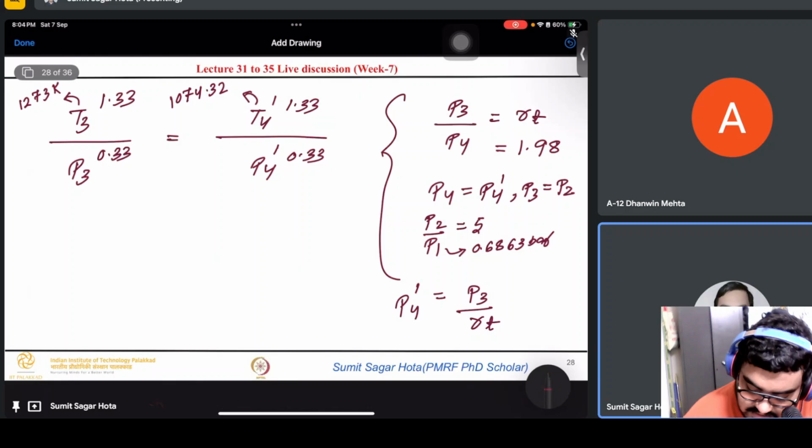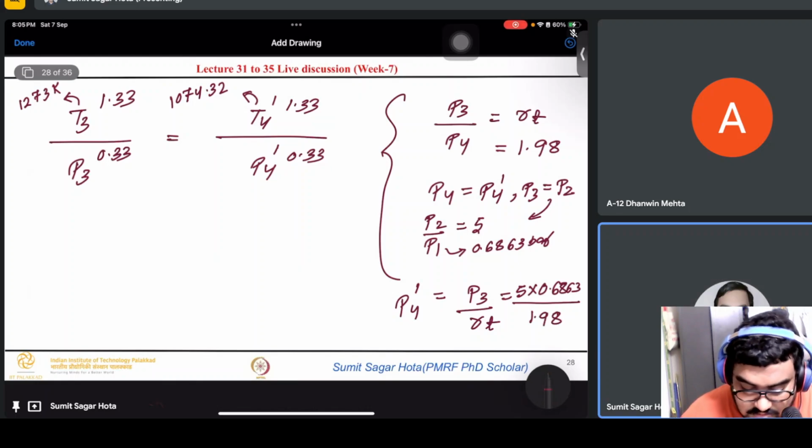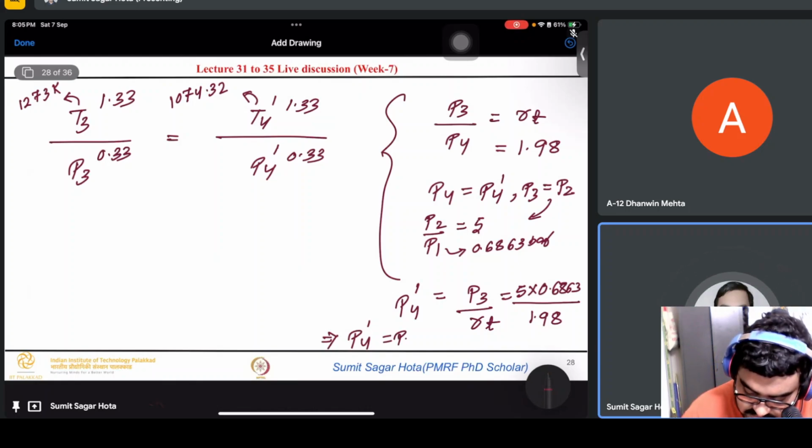So what is P3? P3 is equal to P2, so 5 into 0.6863 divided by RT, which is your 1.98. So you'll get P4 dash, equal to P4, is equal to 1.732 bar.